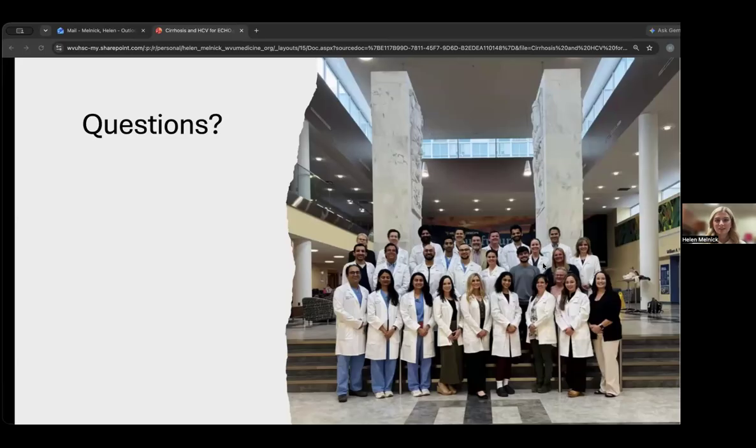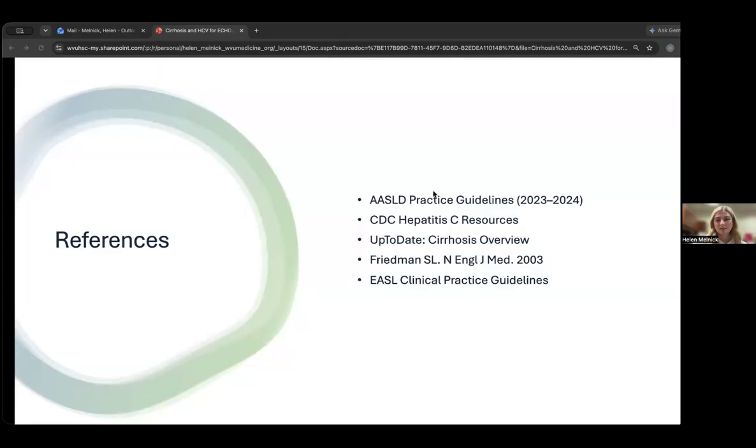And this is our GI and hepatology team here at Ruby Memorial in Morgantown. And I have some resources here. There are primary guidelines and sources used in this presentation. The AASLD and CDC resources are excellent, and ILC is up to date all the time. But if you guys have any questions, I'll take those now.